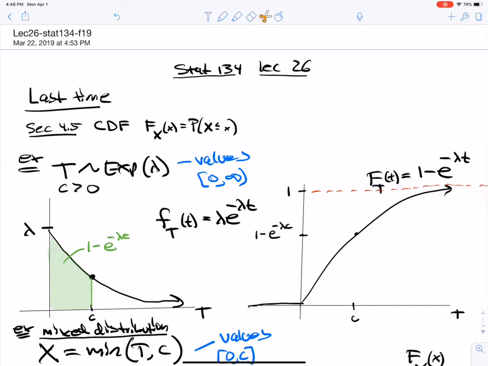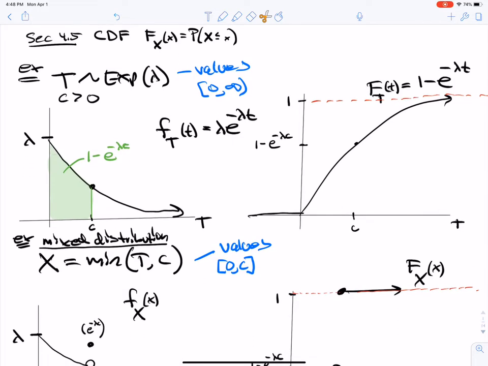Last time we talked about the CDF, which is the probability that X is less than or equal to x. For example, if our random variable is exponential lambda and c is some positive constant, then the CDF of the exponential is drawn below, and the area from 0 to c, the green area in the density, is 1 minus e to the minus lambda c. That would be the value of the CDF at c.